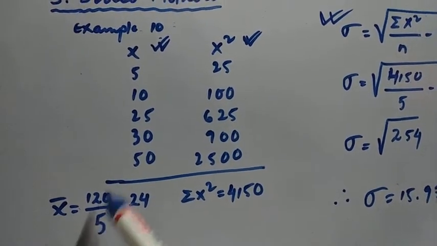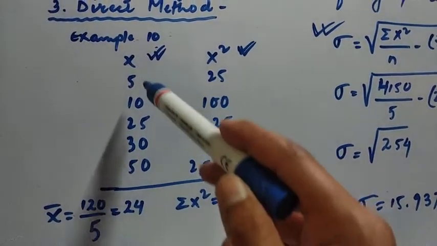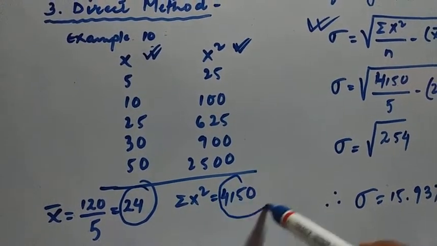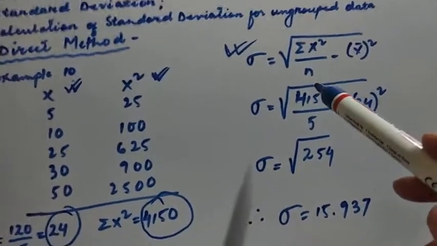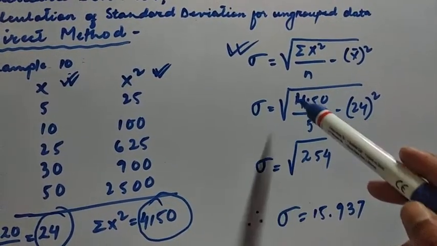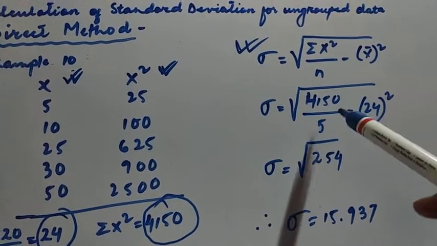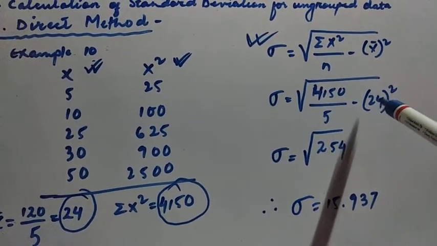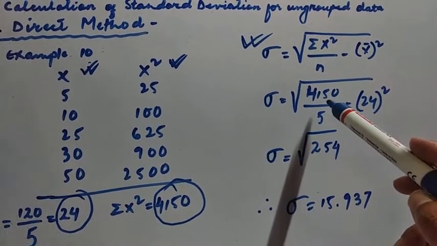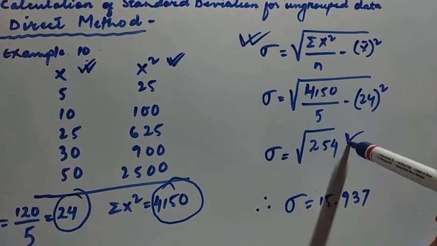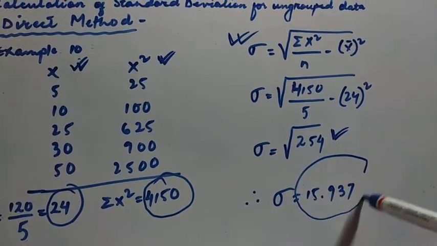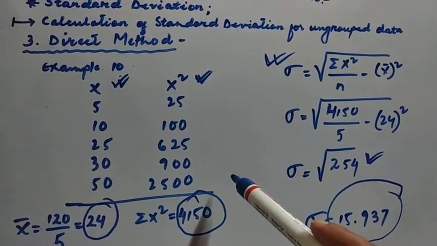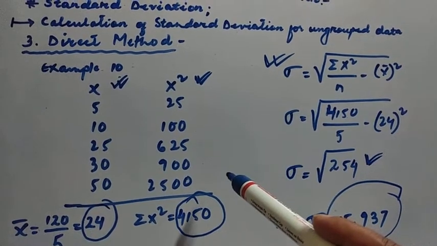How to find out x bar? You sum up all these and divide by the number of observations, and you find that x bar is 24. Summation x square is 4150. So substitute these values in the formula: summation x square is 4150 divided by the number of observations, 5, minus x bar, which is 24, squared. When you do the calculation, you get the square root of 254, which is equal to 15.937, the same as the earlier answer when you calculate by the actual mean method and also the assumed mean method.